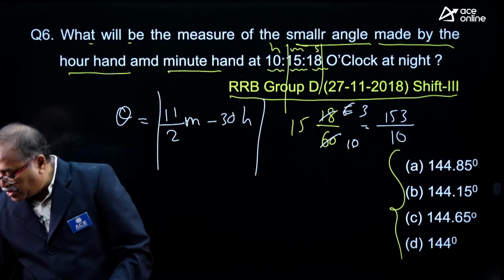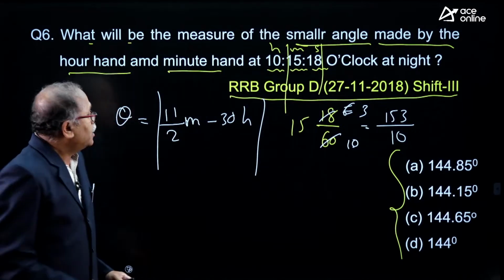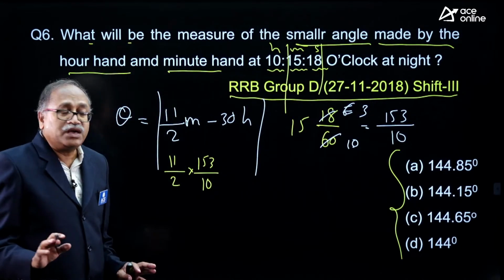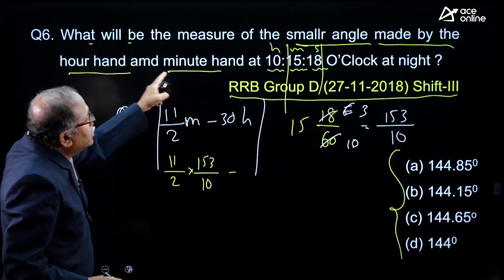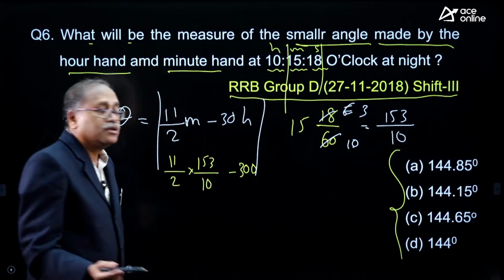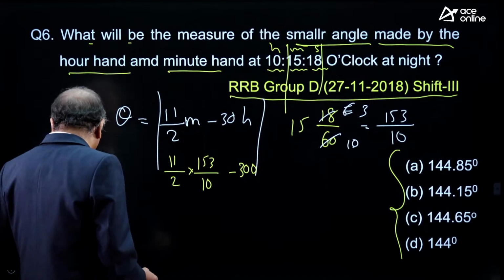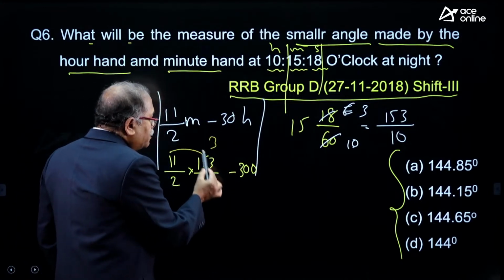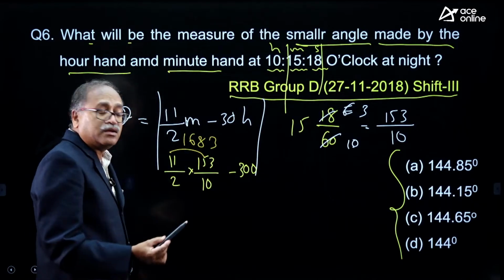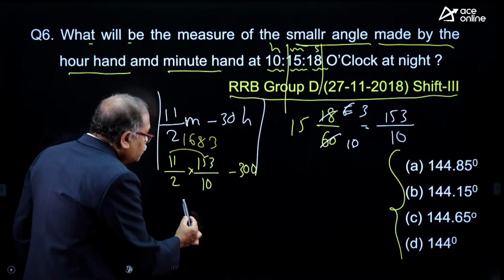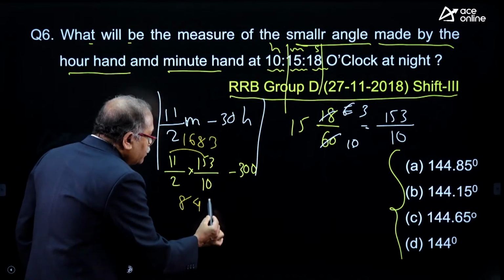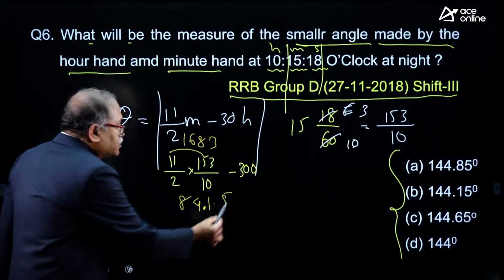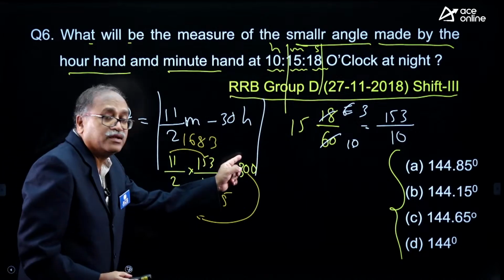Now I am answering the question, because the next faculty is online. So I am writing this as 11 by 2 into 153 by 10. This is the m part, and minus 30h, and h is 10. So 10 into 30 comes to 300. Now what I will do is the simplification only. Let's multiply this by 11 because it's very easy. Then divide by 2, and divided by 10, so the decimal will come. So 84.15. So 300 minus 84.15, this is mod. I am saying take the difference.